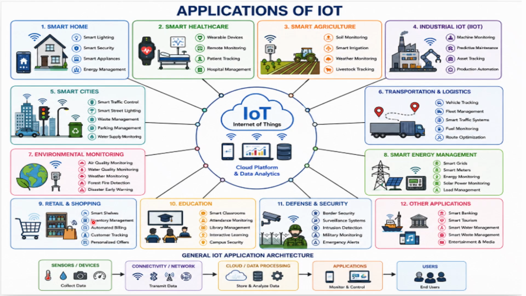And the next one is retail and shopping: smart customer tracking, automated billing systems, inventory management, smart stores, etc. are managed through retail and shopping IoT devices. Education: smart classrooms, library management, interactive learning, everything comes under education. Then IoT applications in defense and security: border security, surveillance systems, intrusion detection, everything.